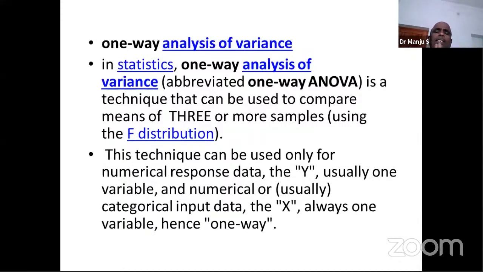For example, you are studying the quality of education: the teachers' perception, students' perception, parents' perception. So we have three groups. Minimum, you should have three groups, or you can have more than three groups. Then we use this analysis to understand the difference in the perception of the three groups.